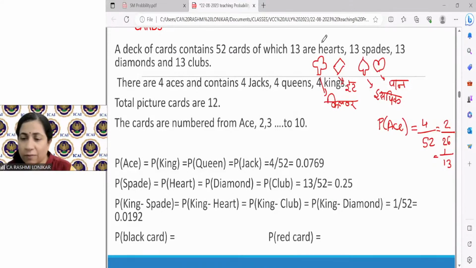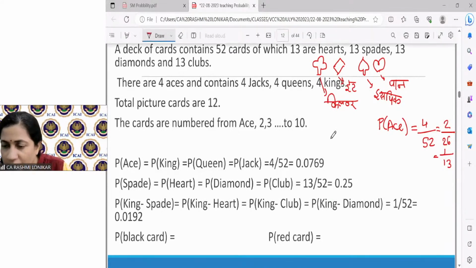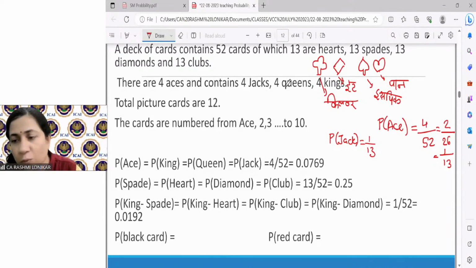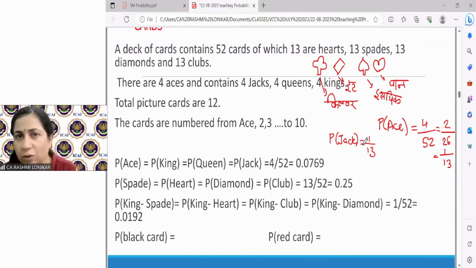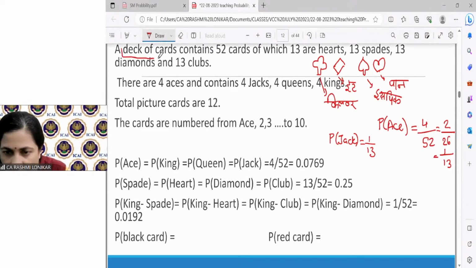So what do I have? I have 4 jacks. So what is the probability of getting a jack? It will again be 1 by 13. Similarly, 4 queens, again the same thing, and 4 kings, again the same thing. You have 4 kings and 4 queens in the entire deck of cards. It is called a deck of cards.